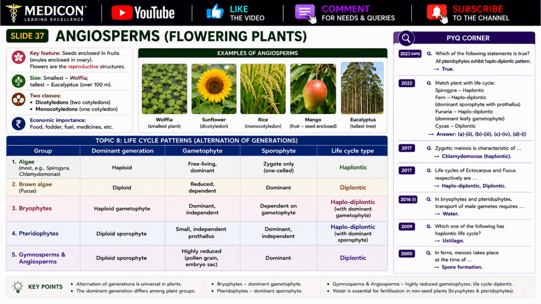The previous year questions have been given here. The key points are: alternation of generations is universal in plants. The dominant generation differs among plant groups. Bryophytes have a dominant gametophyte, pteridophytes have a dominant sporophyte.